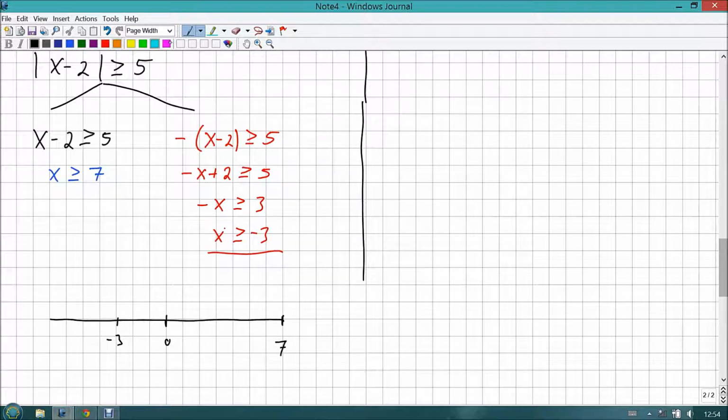And looking at both of them, I'm going to use pink for both. x has to be greater than or equal to 7. So here's my 7, here's my dot. Is 0 greater than or equal to 7? Well, no. So if false, flee. We have to flee from the 0.